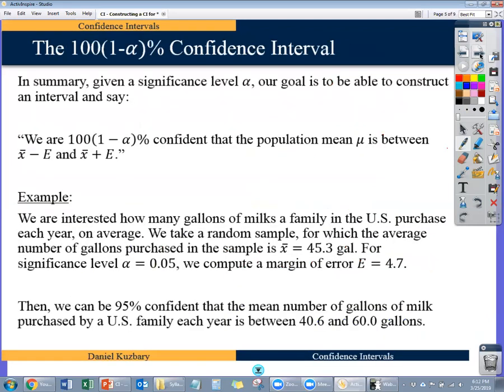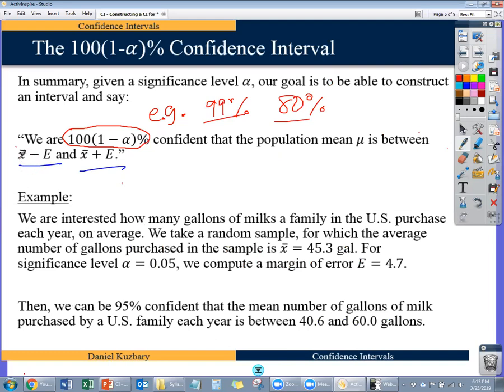In summary, given a significance level alpha, our goal is to be able to construct an interval and say a sentence a lot like this one right here. We are 100 times 1 minus alpha percent confident that a population mean mu is between this number and this number. So this is my general shell for how I interpret confidence intervals. Of course, if you tell me what alpha is, then this becomes a number, like 99%, or it could be 80%. Once you tell me what alpha is, I can write this as some kind of percent.